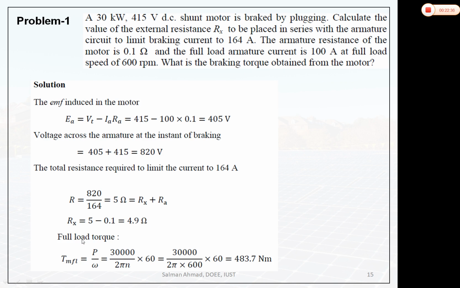Now if we want to calculate what is the braking torque, first you have to find what is the motor full load torque. Power is given, and speed into torque is nothing but power. So speed is given, power is given, so we can find the torque. So 30,000 watt divided by omega. Omega, 600 rpm is given, so you have to convert into radian per second, that means 2 pi N upon 60. Substitute here, you will find that torque is 483.7. That is the motor full load torque.